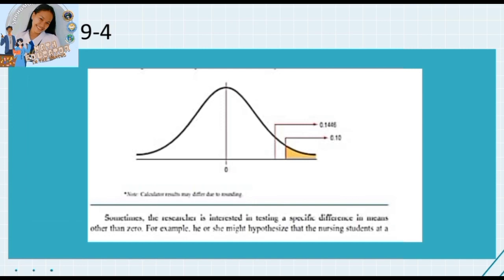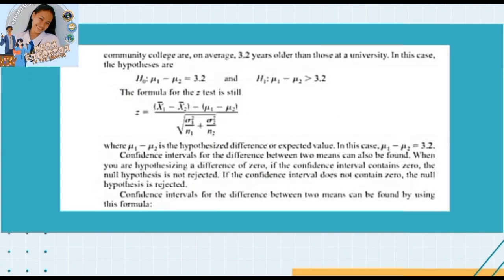In some cases, the researcher is interested in testing a specific difference in means other than 0. For example, he or she might hypothesize that the nursing students at a community college are on average 3.2 years older than those at a university. In this case, our null hypothesis will be mu sub 1 minus mu sub 2 equals 3.2, and our alternative hypothesis will be mu sub 1 minus mu sub 2 is greater than 3.2.